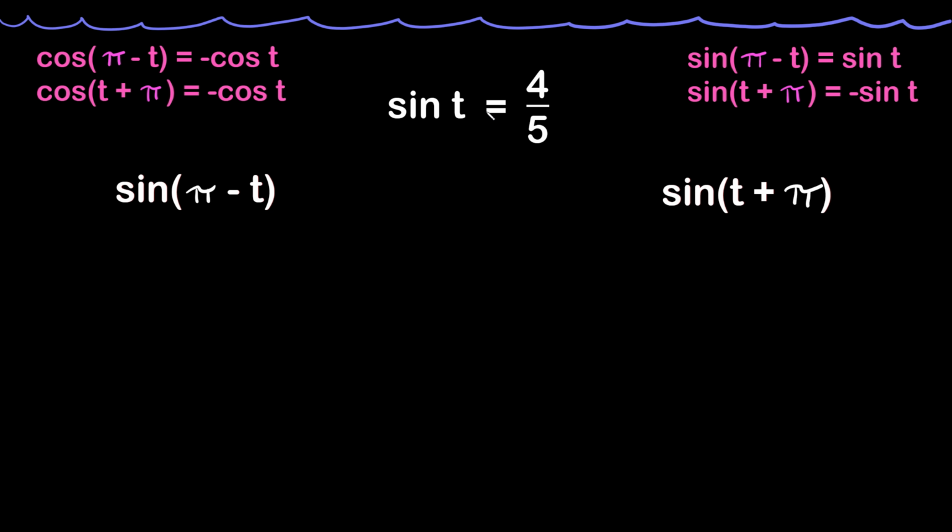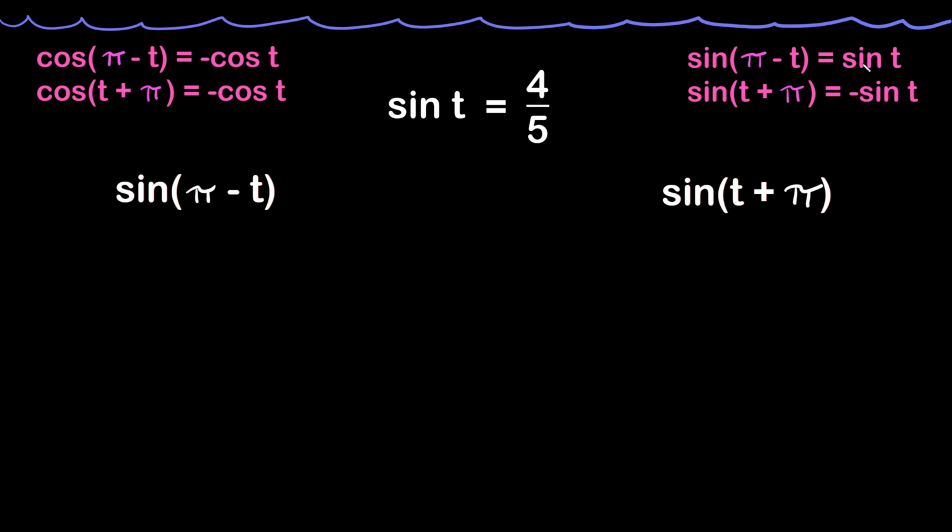So this time we're given the sine of t is equal to positive 4/5, and this time we're asked to evaluate the sine of pi minus t and the sine of t plus pi. All right, so there's two other identities that we need to go over, but they're actually fairly straightforward, okay? So let's start with the sine of pi minus t.